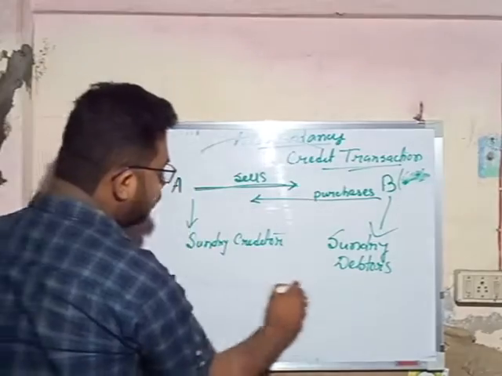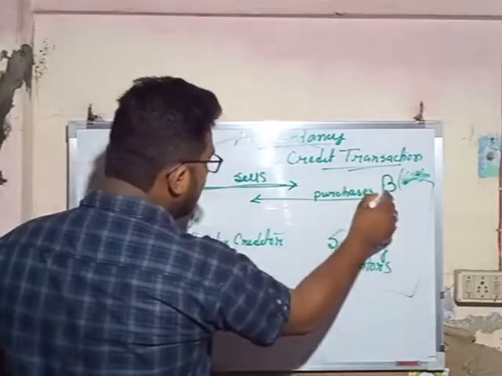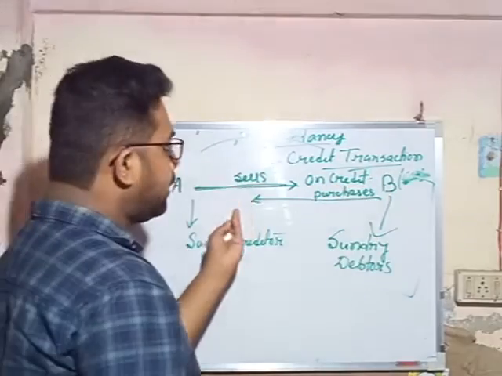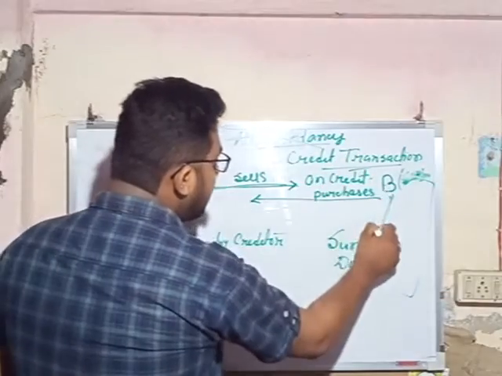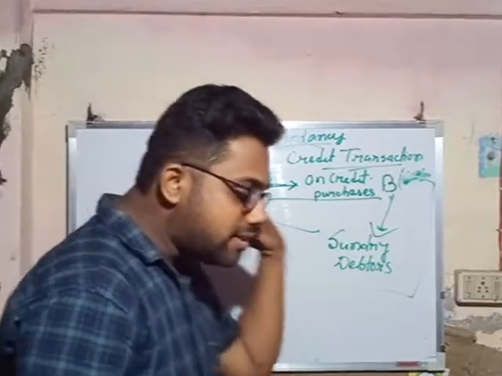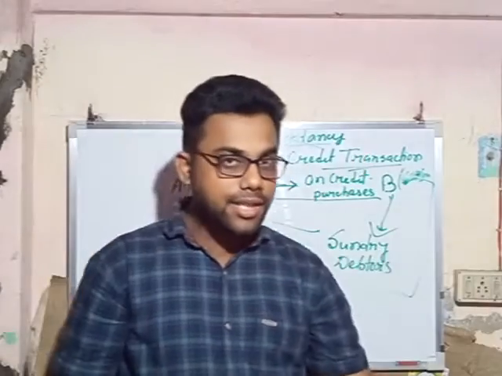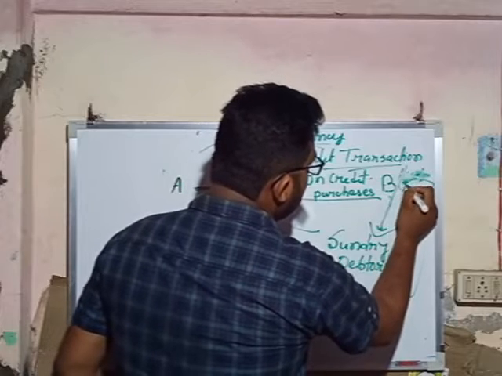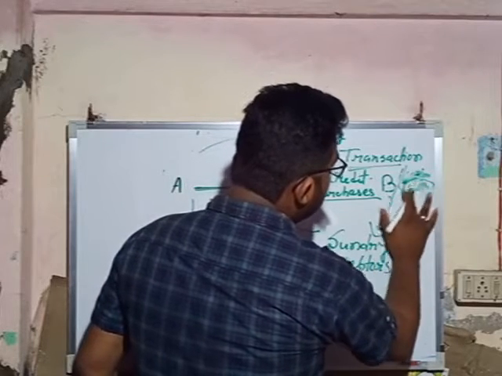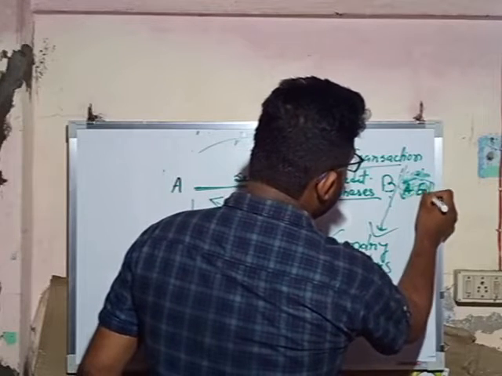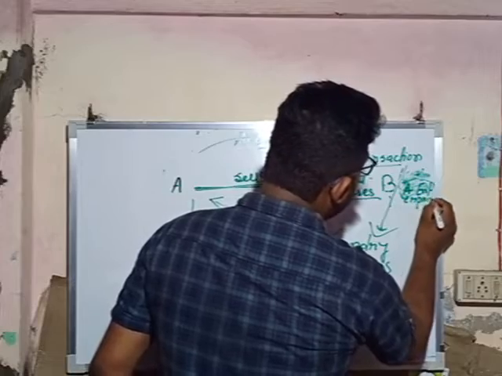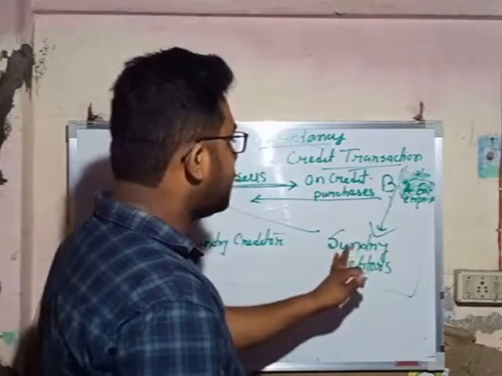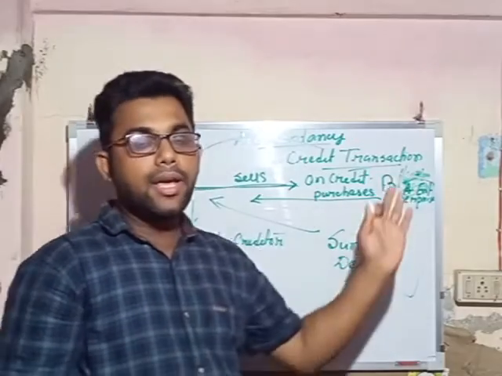Okay, so if we follow these whole things, we find that A sells goods to B on credit. That means when A sells goods to B on credit, B is the sundry debtor for A. Okay, so what is the definition of sundry debtor? Sundry debtor means the person or the organization. B may be an organization like A enterprise. Suppose A sells goods to A enterprise. In such a case, A enterprise or the person B both are sundry debtor. So sundry debtor may be a single person or an enterprise or an organization.